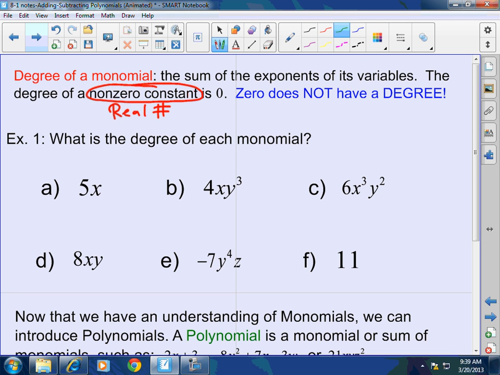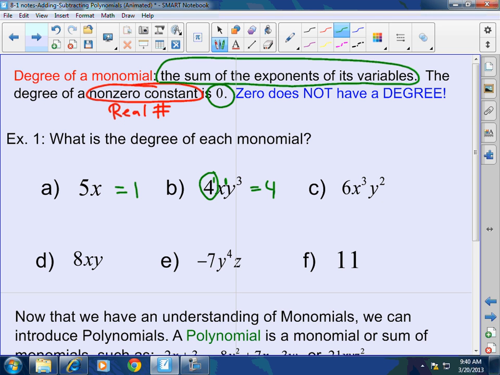For A, what's the degree here? What's the degree, guys? What's the sum of the variable exponents? 1. Isn't there an invisible 1 here, guys? Okay. What's the degree of 5? 0. So 0 plus 1 is 1. The degree is 1. Read the sum of the exponents of its variables. What is the degree of b? 4. 4, guys. Because there's an invisible exponent here. 1 plus 3 is 4. The degree of 4 is 1, but the degree of any constant is 0.